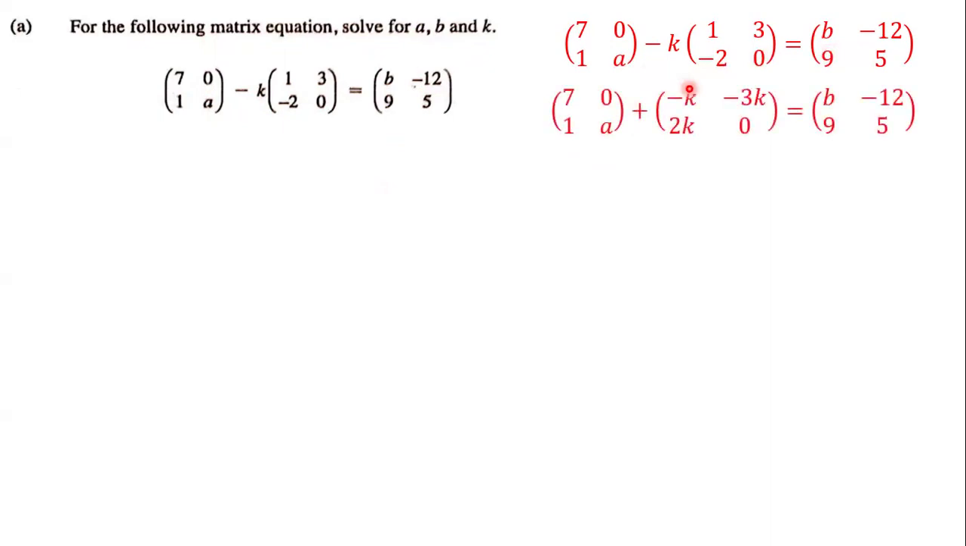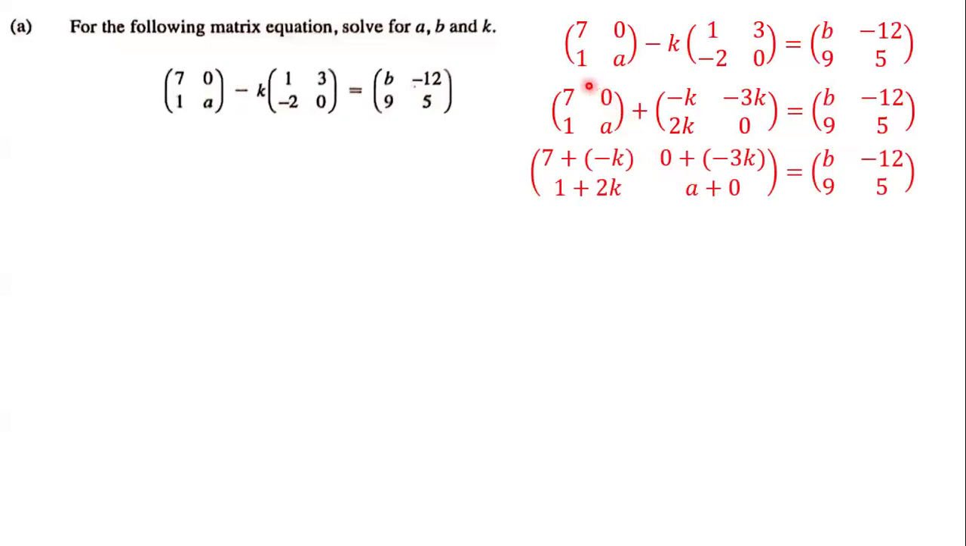What we're going to do is multiply. So we have negative K multiplied by 1. That gives us negative K. Negative K multiplied by 3 gives us negative 3K. Negative K multiplied by negative 2 gives us positive 2K. And negative K multiplied by 0 gives us 0. And so we have this matrix, and we just bring this one down unchanged, and we also bring this matrix down unchanged. Now we have to add the matrices that are on the left-hand side.